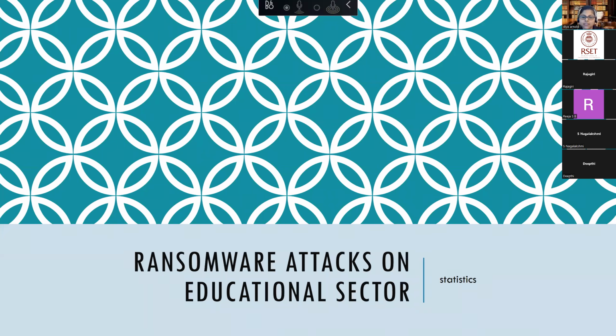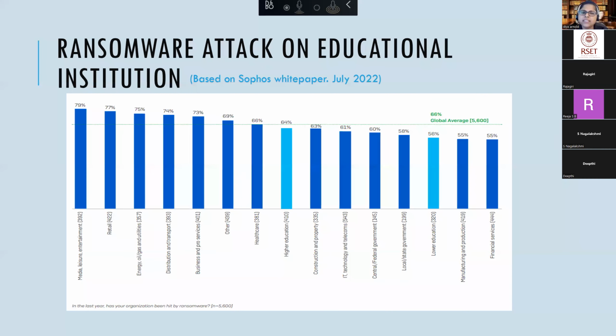And this statistics will give you an insight into the complexity, sophistication, and spread of ransomware attacks as the years go by, in various fields. I have taken here an example from the education sector, and this is the statistics published in the Sophos white paper, which was published in July 2022.